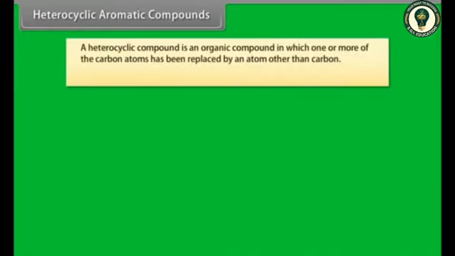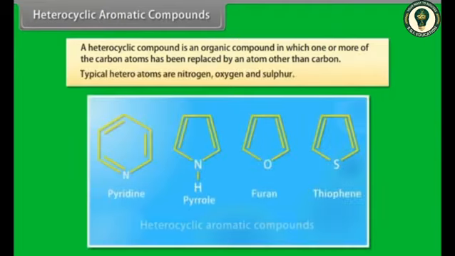Heterocyclic aromatic compounds. A heterocyclic compound is an organic compound in which one or more of the carbon atoms have been replaced by an atom other than carbon. Typical heteroatoms are nitrogen, oxygen and sulfur.